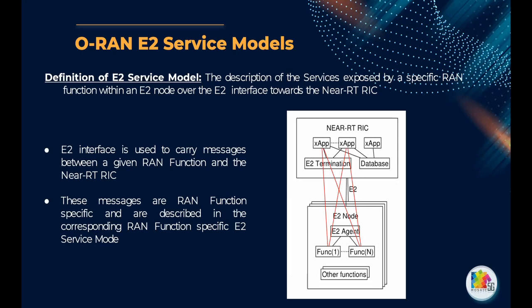So the E2 interface is used to carry messages between a given RAN function and the near-real-time RIC. E2AP is just a transport protocol for the service model, right? So E2AP has no value other than connecting the RIC to the E2 agent. The real value is the service model. These messages are RAN function specific and are described in a corresponding RAN function. So essentially, you need to understand that most probably each E2 node, like CU and DU, has a different set of RAN functions, right? And for each of them, you have different service models because they are not the same.